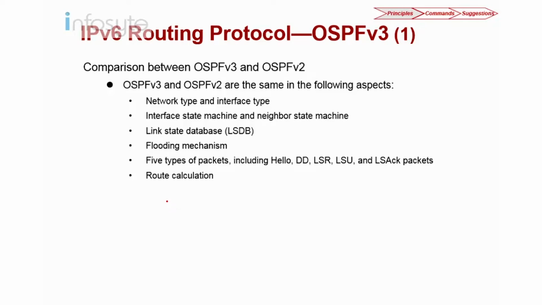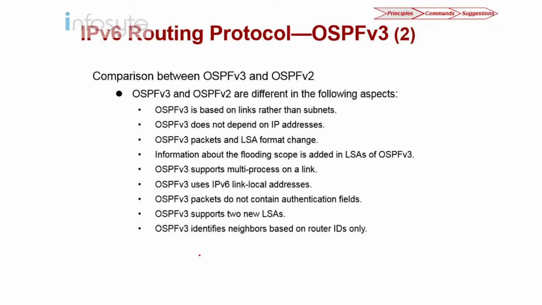But we also have some dissimilarities between them as well. So if we look into the differences, firstly, OSPFv3 is based on link rather than the subnet. That's true, so we enable OSPFv3 on the link. Now OSPFv3 does not depend on the IP addresses, because they have a different topology for OSPF as well as the IP address prefixes. The OSPFv3 packet and the LSA format do have some changes as well. So for detail, you can refer back to the RFC.